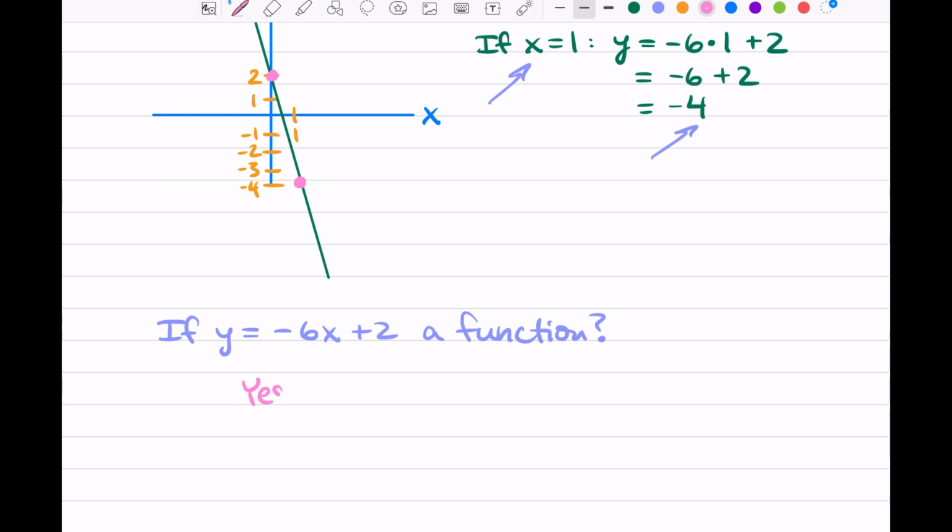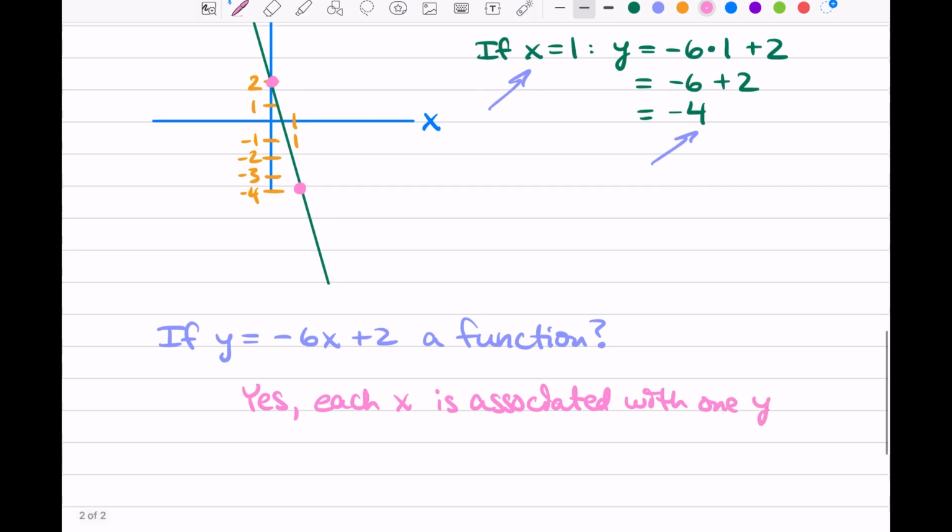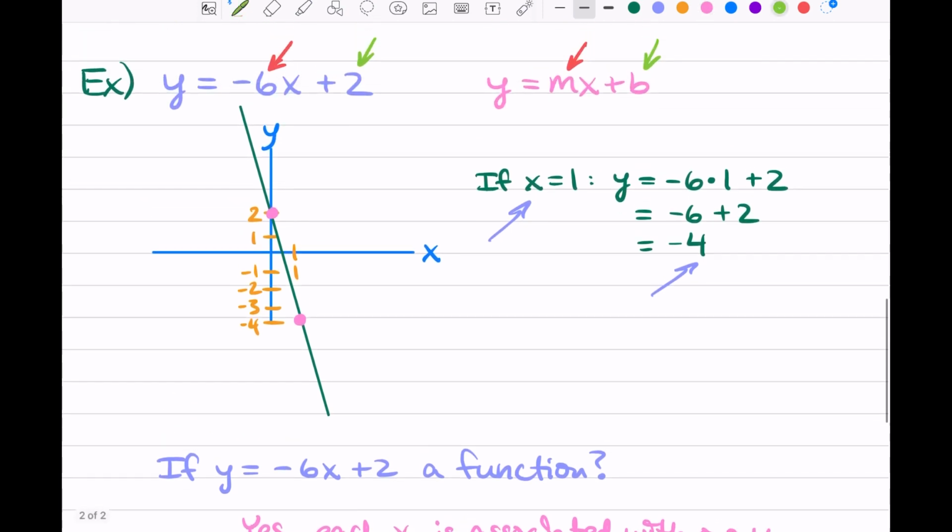We do have a function because each x is associated with one y. Pick any x. Even we can look at our graph. Let's travel from our center, and we travel down to an x. Pick any x. And this x right here is associated with one y. One y right there on the line.